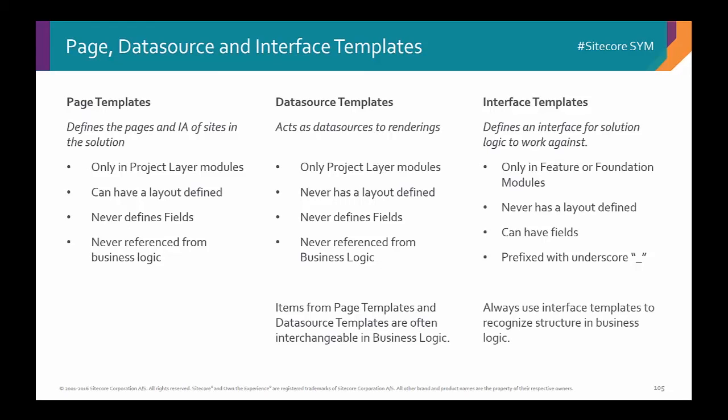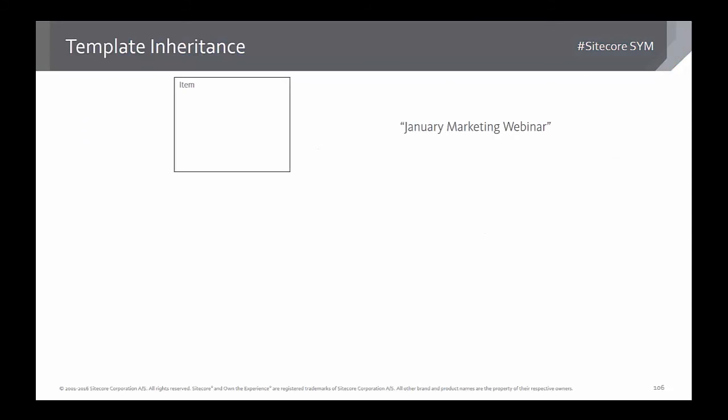So all the interface templates are prefixed with underscores just to differentiate them from the others, convention. And again, interface templates, this is the reason why your business logic has no concept of page types and data source templates. They use the interface templates to recognize items of given types. So I'll get back to that. So let's just quickly look at an item.